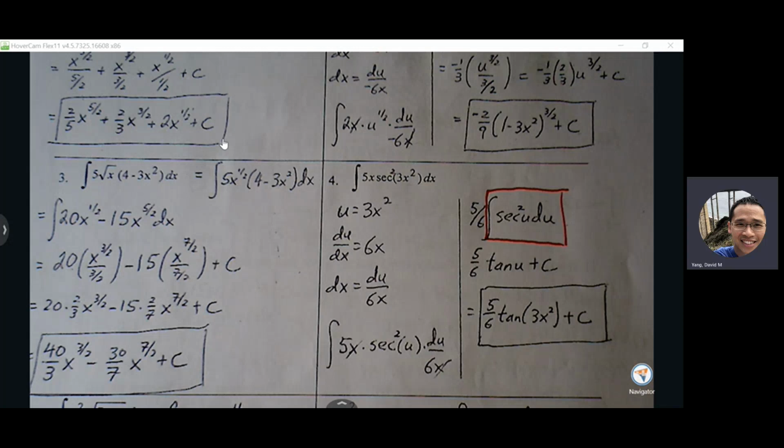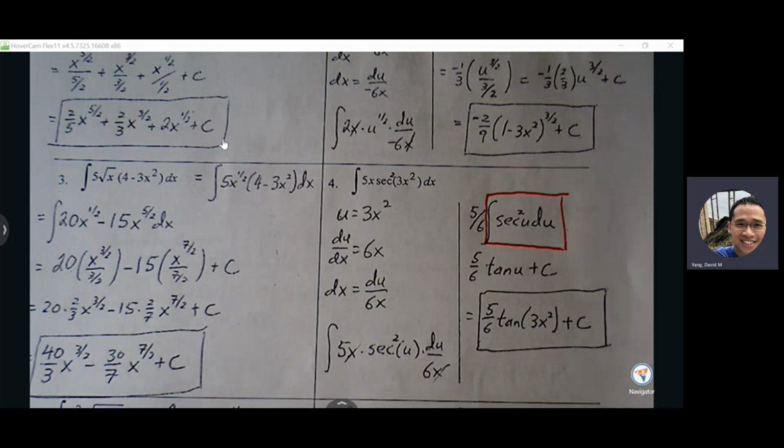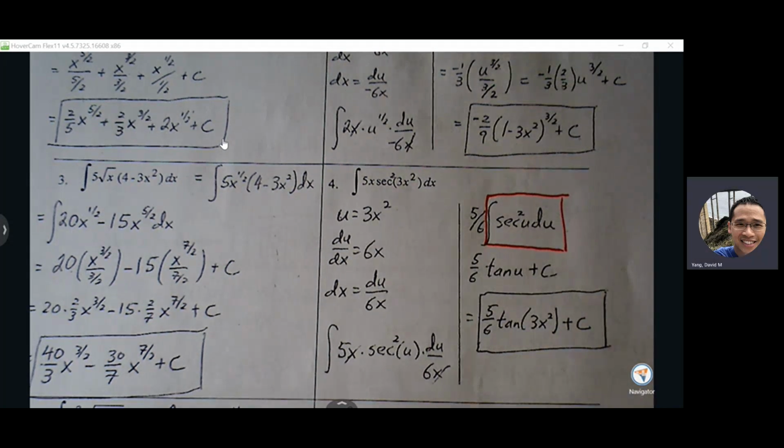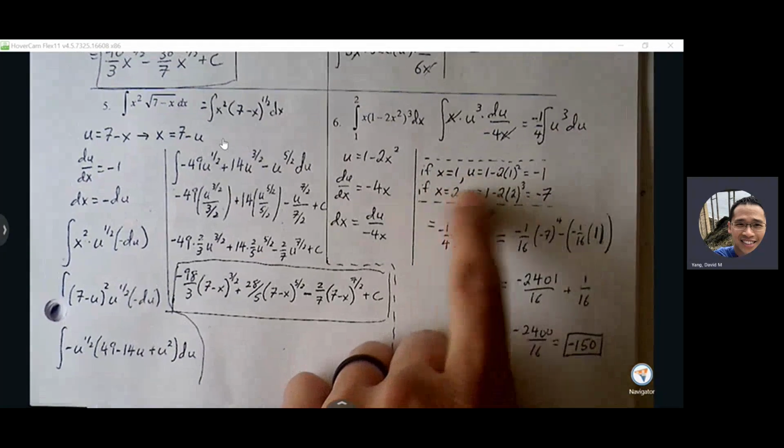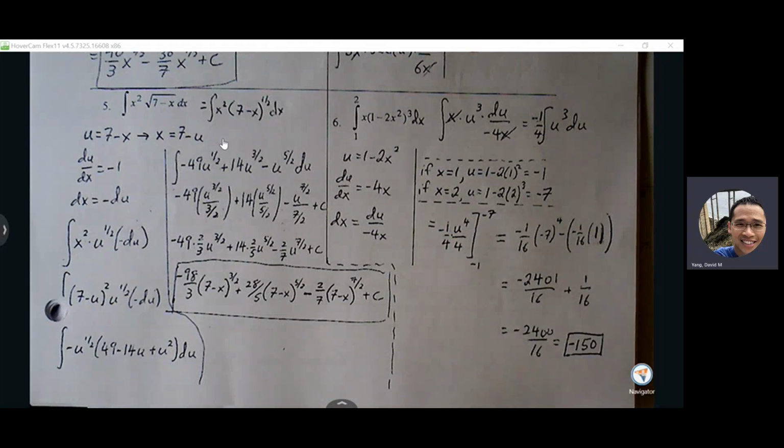For number 6, why would you choose u substitution again? Oh, you mean this piece right here? That's not u substitution, that's converting the bounds to plug in. No, but overall you have to use u substitution, don't you? Number 6, yeah, you do.